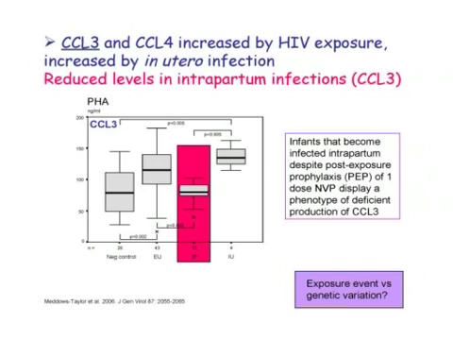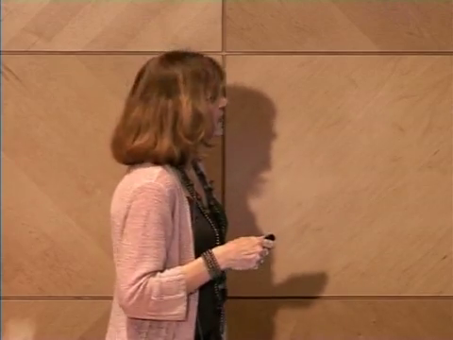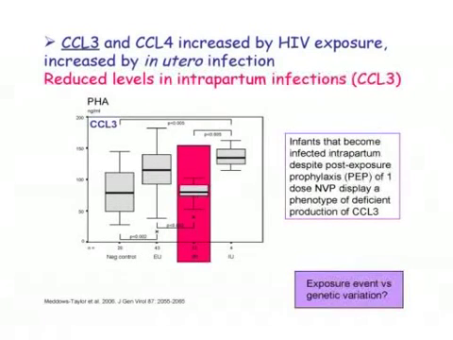Okay, so here what we did was we isolated cord blood mononuclear cells, and we stimulated them with PHA, which is phytohemagglutinin. It's a lectin that non-specifically will stimulate cells, and basically looked at how much is produced. Here there are 4 groups. The negative controls, these are infants born to HIV uninfected mothers. These are infants who are born to HIV-infected mothers but remained uninfected, so they're EUs or exposed uninfected infants. These are intrapartum infected infants and in utero infected infants.